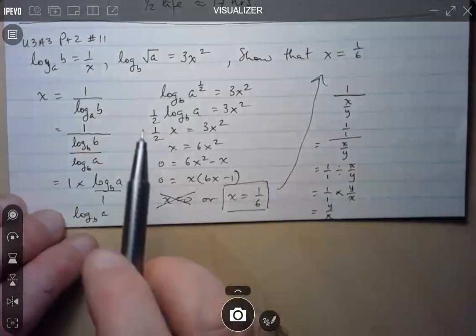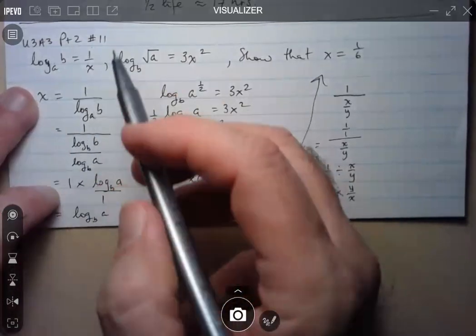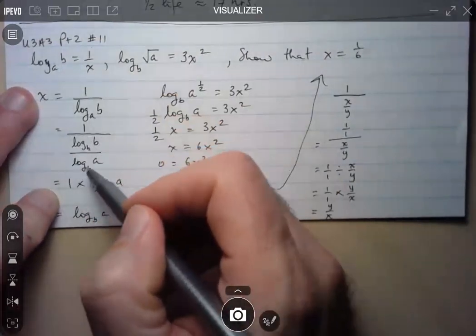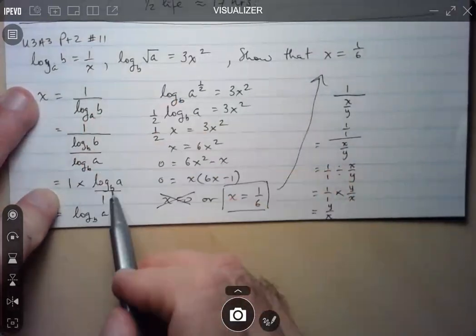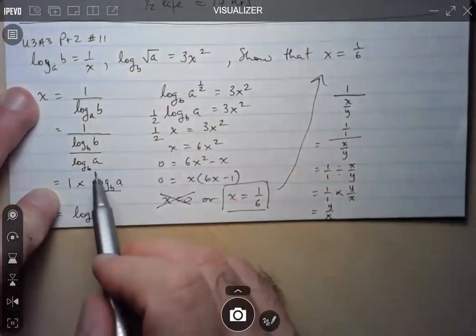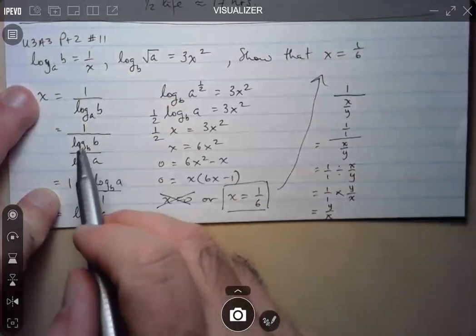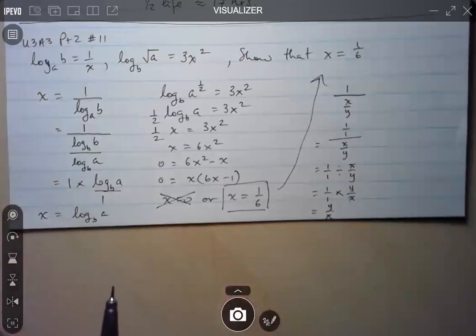Okay, so that's what I did here. This just becomes 1 times the reciprocal of the denominator. So what's the reciprocal of the denominator? Well, this fraction just gets flipped around. So the log base b of a goes in the numerator, and the log base b of b goes into the denominator, but that's just equal to 1. Okay. Does that help? Thank you. I got it. Perfect. Great.